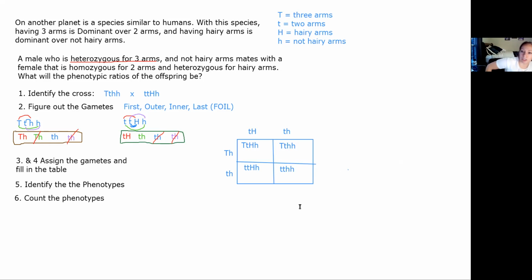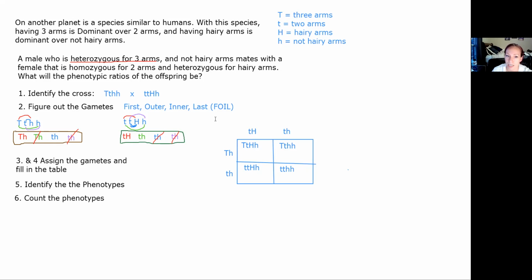All right, so there's that. Okay, so that would be steps 3 and 4, assign the gametes, fill in the table. Then step 5 is identify the phenotypes. All right, so we're going to figure out what phenotypes are going to show in each of these possible individuals.